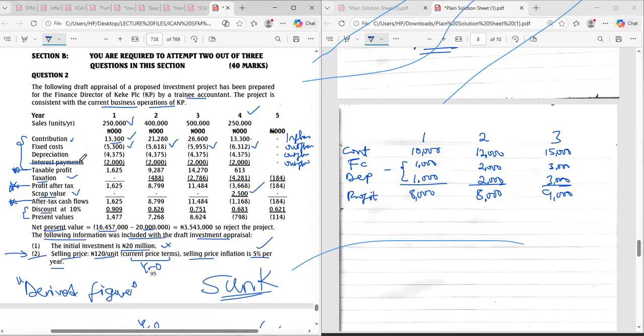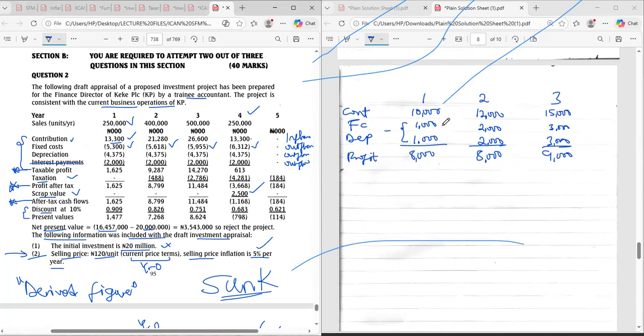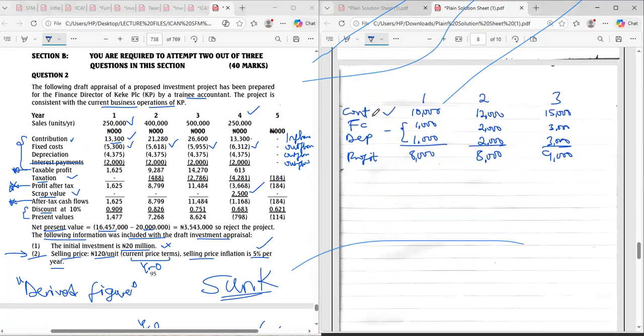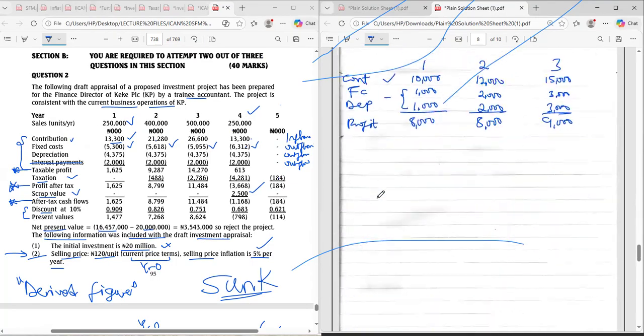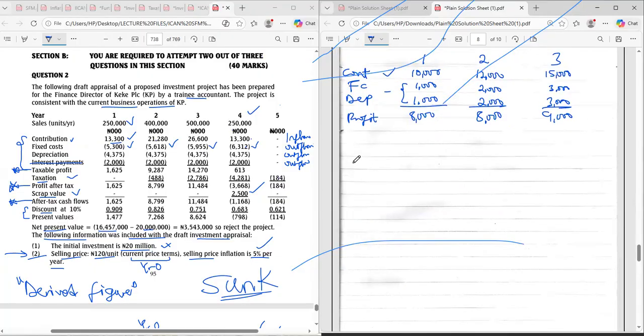Now, what she's asking is how do we treat depreciation? This idea of adding it back is what is confusing people. It depends on where you are starting from. When I was providing my own solution, I started from contribution. When I started from contribution, there was no need for me to treat depreciation again, because I'm starting afresh. But assuming I want to show skills, I don't want to start from contribution.